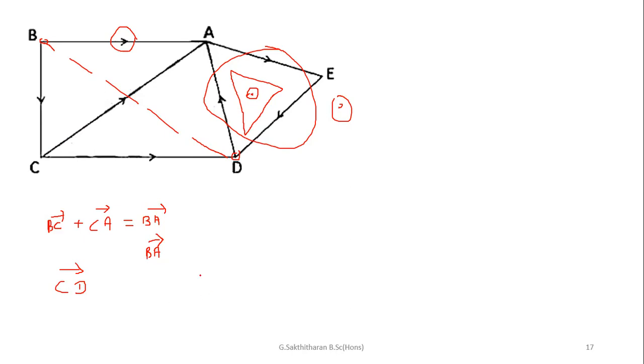So now finally we can get the resultant 2BA plus CD, because these three vectors have the same direction: BA and another BA. So here 2BA, and CD is in the same direction as BA. So 2BA plus vector CD. So this is the resultant vector.